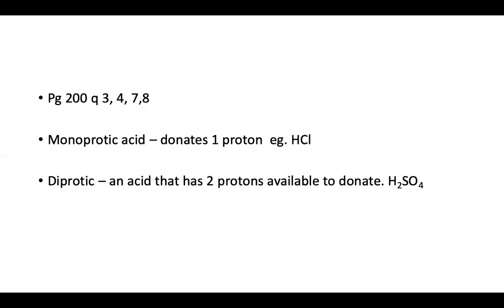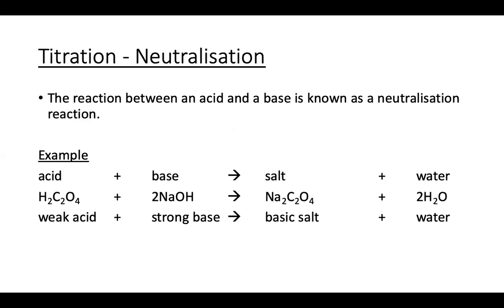Then we completed the idea that a monoprotic acid is an acid that donates one proton, for example HCl, and a diprotic acid is an acid that has two protons available to donate, for example H2SO4. All right, today we're looking at titration and neutralization reactions. The reaction between an acid and a base is known as a neutralization reaction. The acid and the base will neutralize each other.